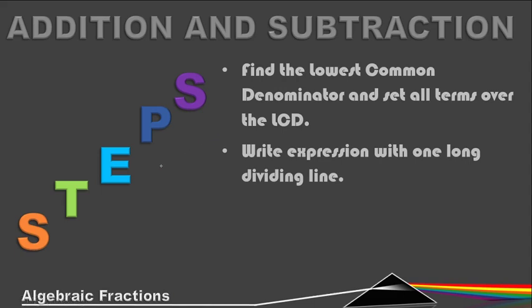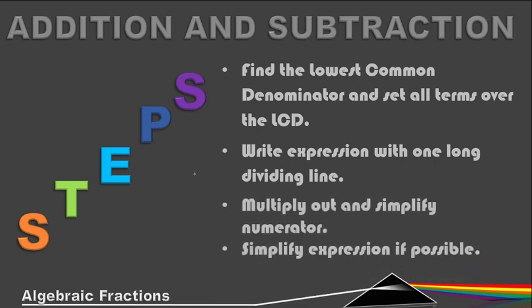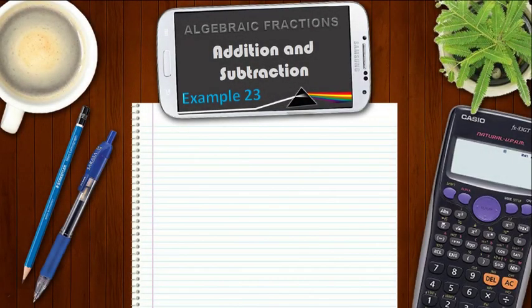Then write the expression with one long dividing line. Next, multiply out and simplify the numerator. And then simplify the expression if possible. So for example 23, we have the following example. In this case, the first step is to find the lowest common denominator.